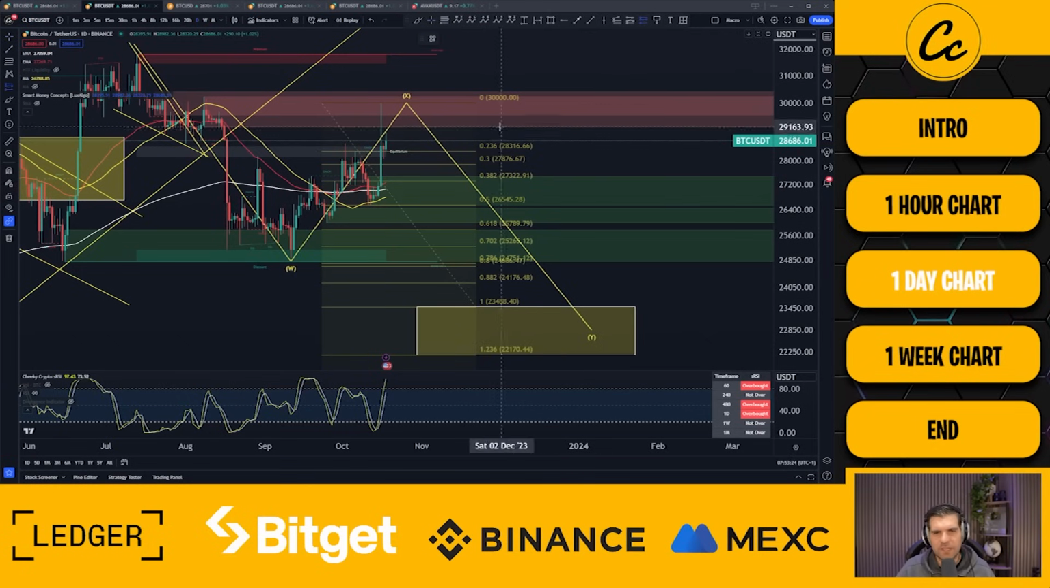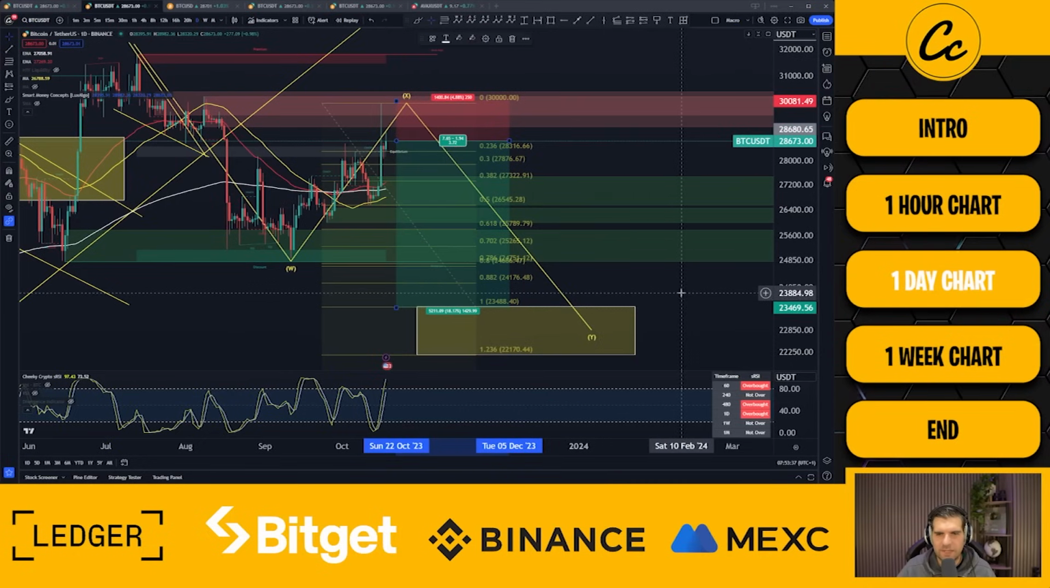And my approach to this would be, looking at current price where it is, put the stop loss above that 30,000. So I'd just go a little bit above that swing high there. And then my take profit is going to be all the way down here at 23,488.